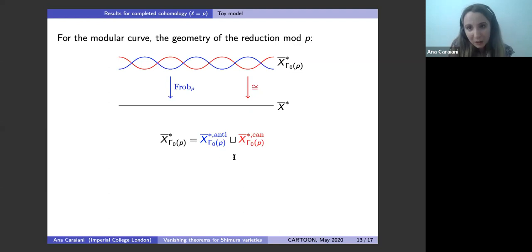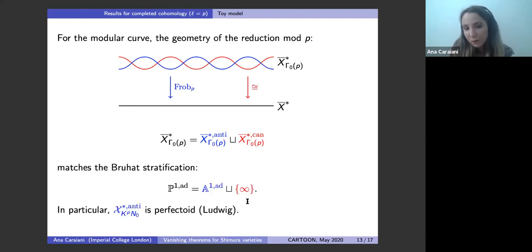So you have this decomposition, and you already see that at level gamma 0 P, there's two components that behave very differently. And it turns out when you go up to a tower, a gamma 0 P infinity tower, or a gamma 1 infinity P infinity tower, which is this level N0, there's going to be one component where the transition maps are canonical lifts of Frobenius, and where you naturally get a perfectoid space, and one component where the transition maps are essentially isomorphisms and you stay as far away from perfectoid as possible. The geometry of this reduction modulo P matches the Bruhat stratification on the flag variety.